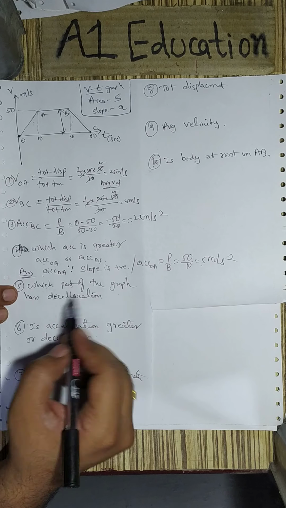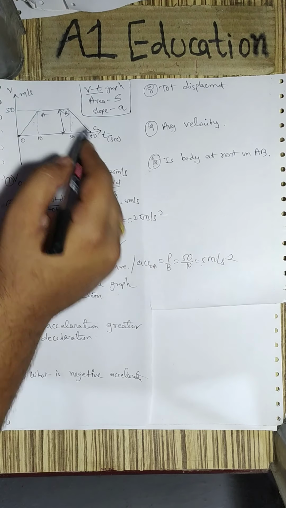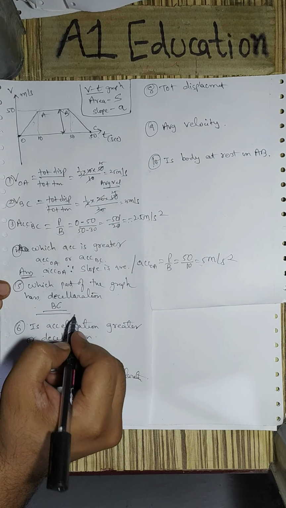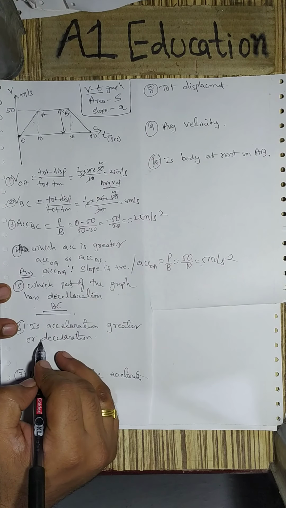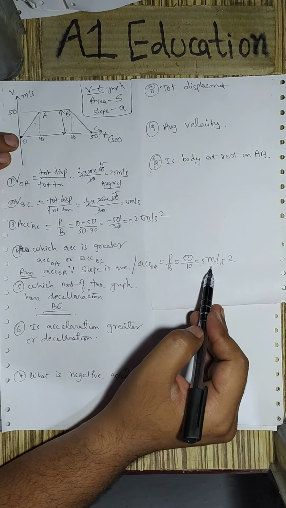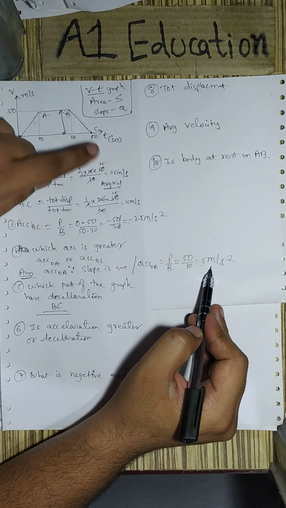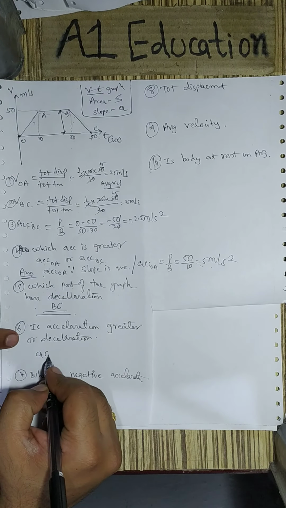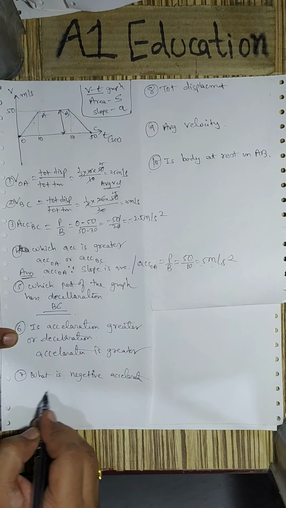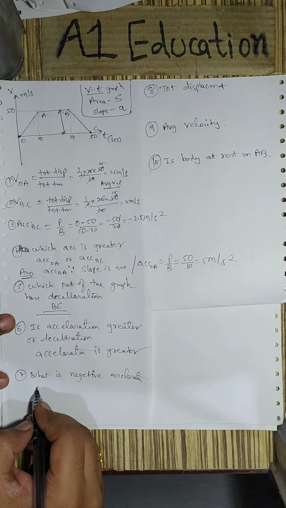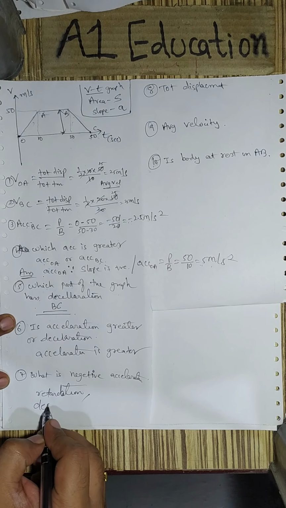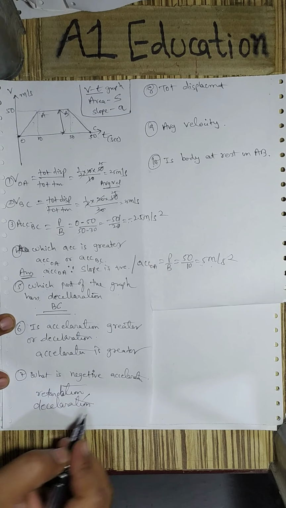Next question: which part of the graph has deceleration? I said deceleration means negative slope. So negative slope is for BC. So part BC has deceleration. Is acceleration greater or deceleration greater? Acceleration is in the part OA, whose value is 5, and deceleration is in the part BC, whose value is minus 2.5. So obviously acceleration is greater. What is negative acceleration? Negative acceleration means retardation, or it can also be called deceleration. Anything you can call it.